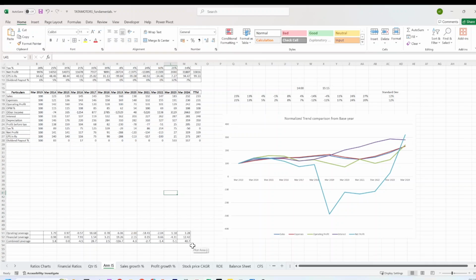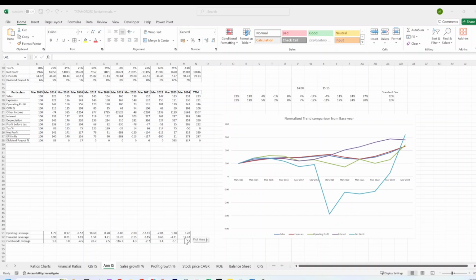Operating leverage reflects how change in sales affects operating profit. It is based on the company's cost structure. Currently, our operating leverage is at 3.3, indicating a 1% increase in sales leads to a 3.3% increase or decrease in operating profit.